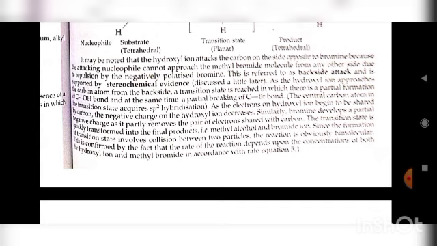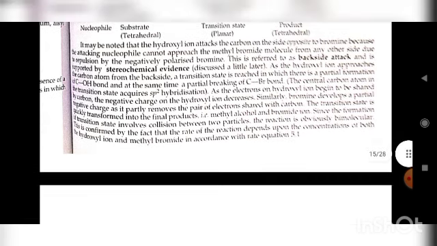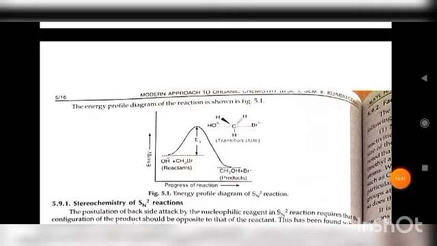Since the formation of the transition state involves collision between two particles, the reaction is obviously bimolecular. This is confirmed by the fact that the rate of the reaction depends upon the concentration of both the hydroxyl ion and methyl bromide, in accordance with the rate equation. The energy profile diagram of the reaction is given below. On one side there is energy and on the other side is progress of reaction.